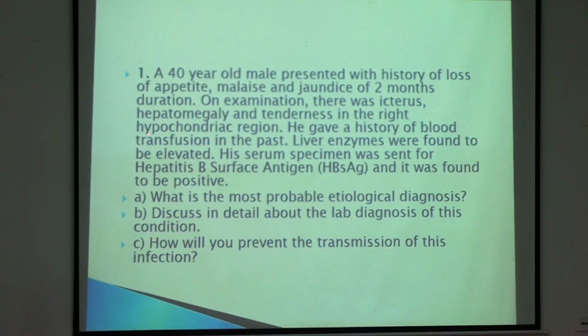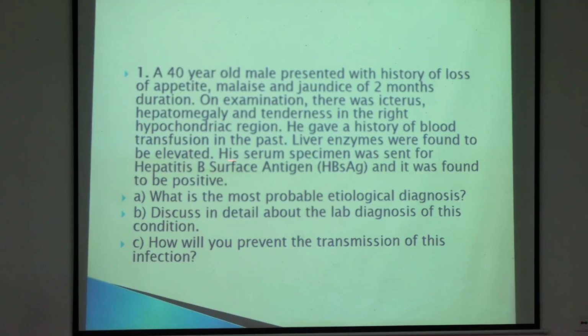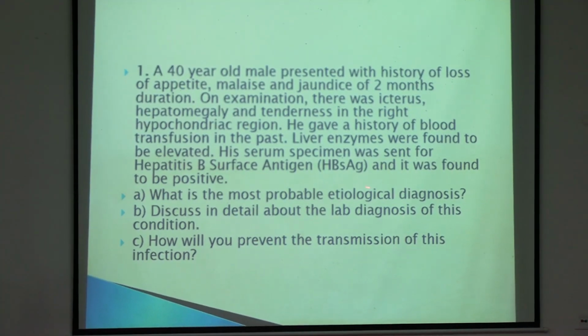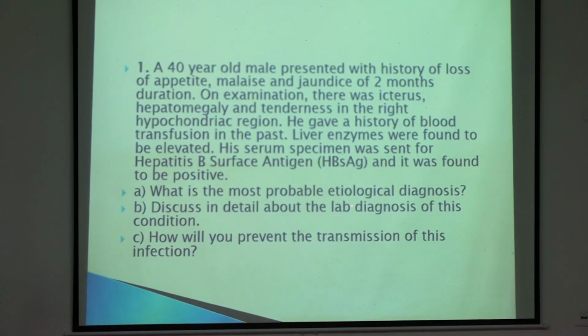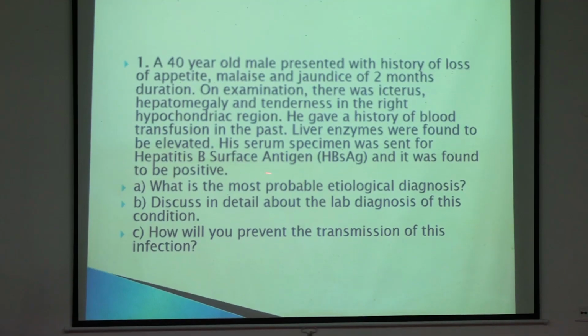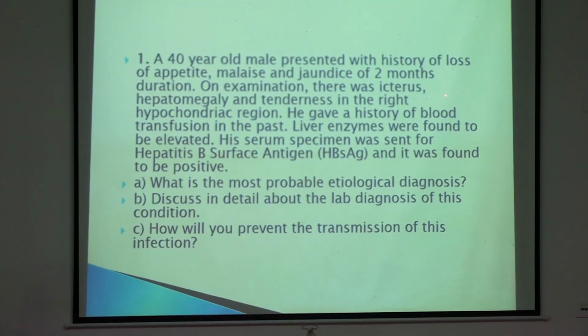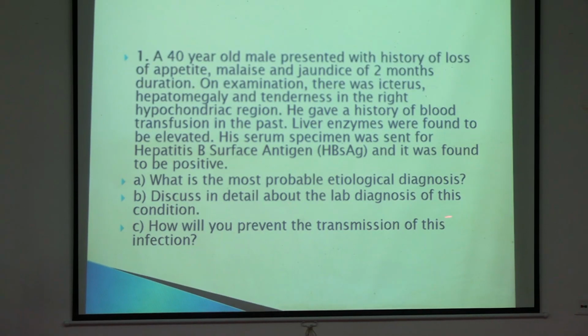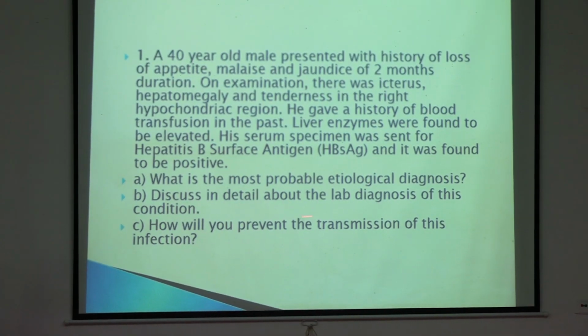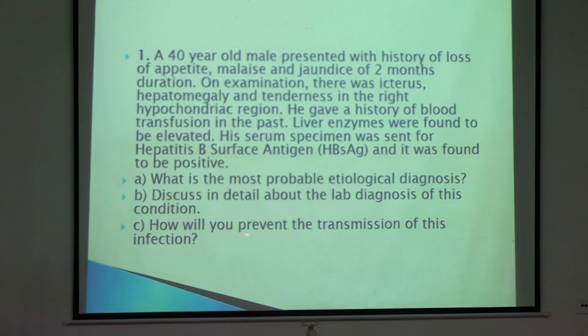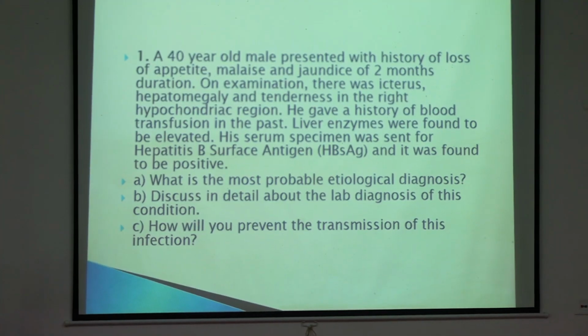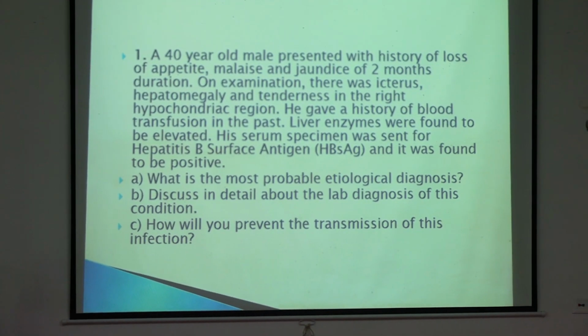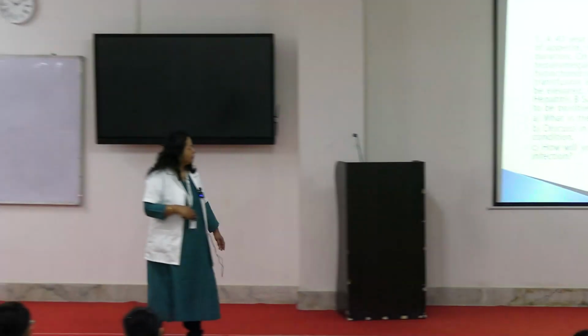So he had a transfusion and his hepatitis B marker is also positive. What is the most probable etiological diagnosis? This is a very easy question. You may not be getting such easy questions. Discuss in detail the lab diagnosis of this condition. And then how will you prevent the transmission of this infection?